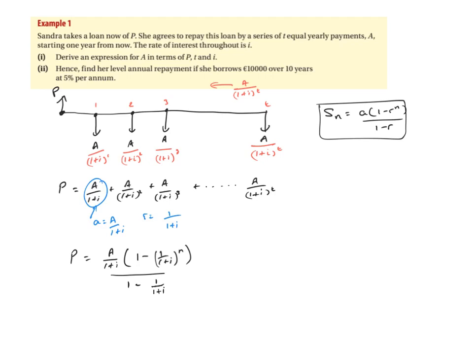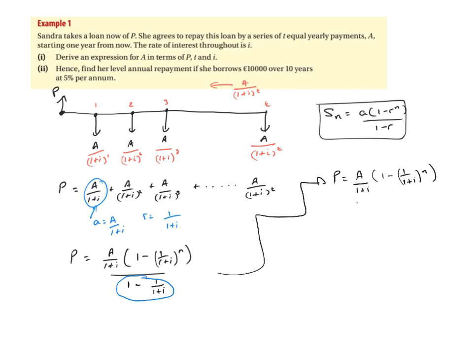The first thing I'm going to do is look at this bottom bit, and I need to get them over the same denominator. So that's the first thing I am going to do. I'll probably go underneath in a second. So I've got P is equal to A over 1 plus I, and that's multiplied by 1 minus 1 over 1 plus I to the power of n. Okay, or T, whatever you want to call it. It should be T, doesn't matter, we'll use n.